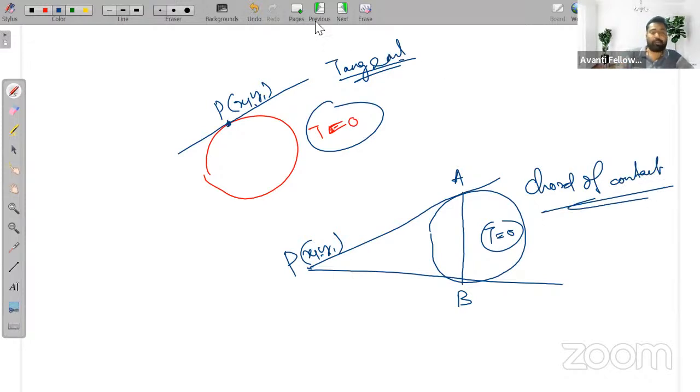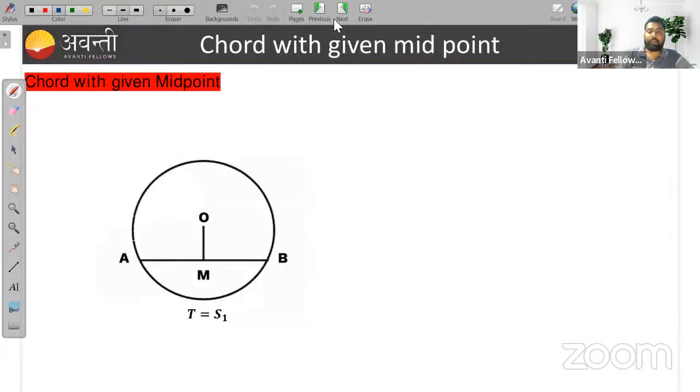Okay, so this is chord of contact, and now we'll see what the equation of the chord will be when the midpoint of that chord is given. Suppose from the origin we have a chord AB and the midpoint M is given, suppose x1 y1. Then what will be the equation of AB? The equation of AB will be T is equal to S1. T is equal to S1.